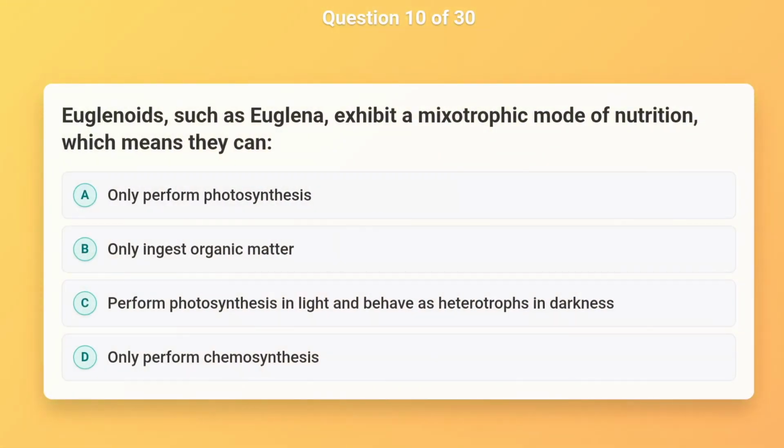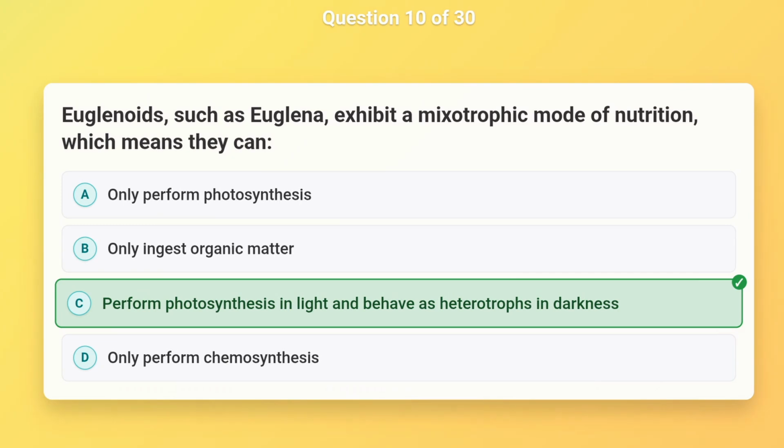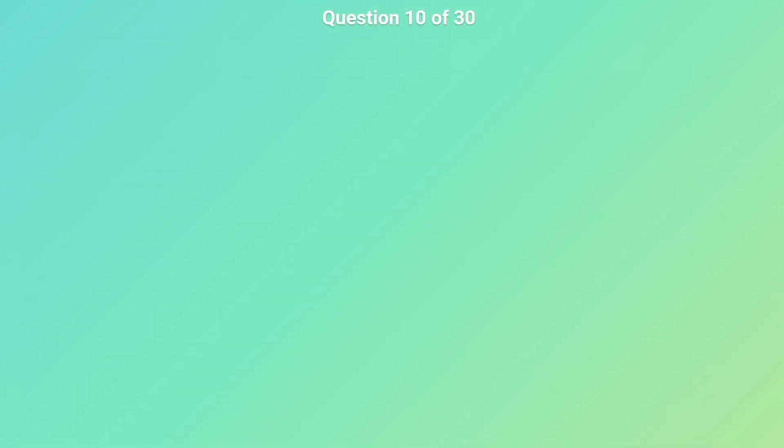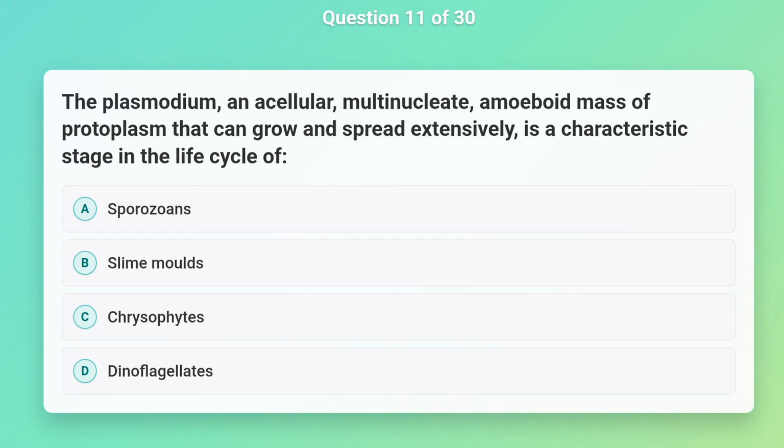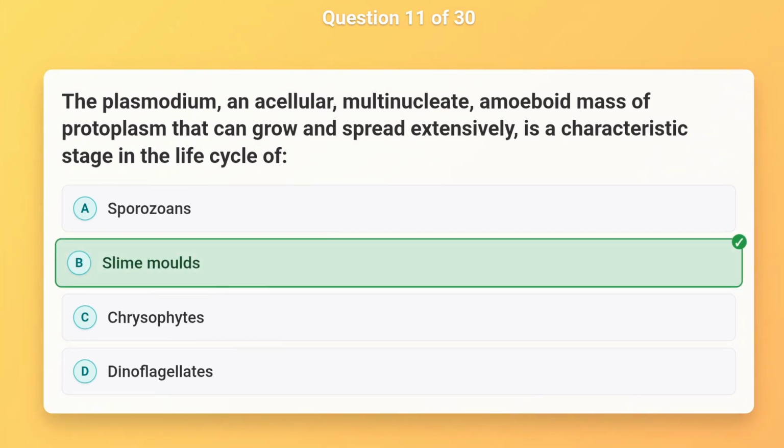Euglenoids, such as Euglena, exhibit a mixotrophic mode of nutrition, which means they can perform photosynthesis in light and behave as heterotrophs in darkness. The plasmodium, an acellular, multinucleate, amoeboid mass of protoplasm that can grow and spread extensively, is a characteristic stage in the life cycle of slime molds.